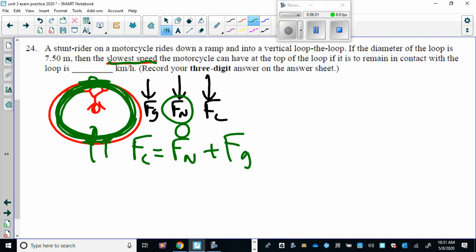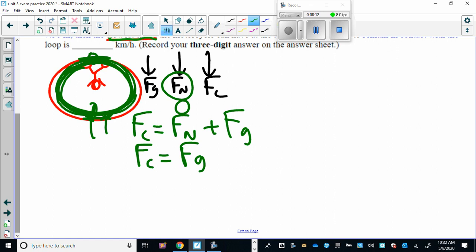So this is zero, and therefore, when I write this formula here, please remember that the centripetal force is a combination of the other forces acting on it. Then, since Fn is zero, we just get Fc equals Fg, so mv squared over r equals mg.